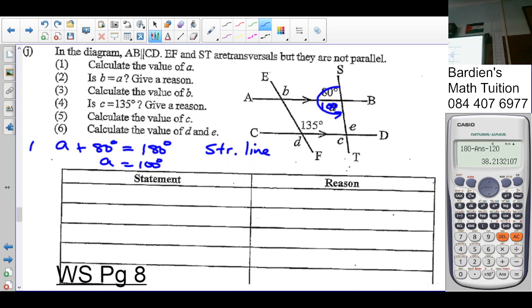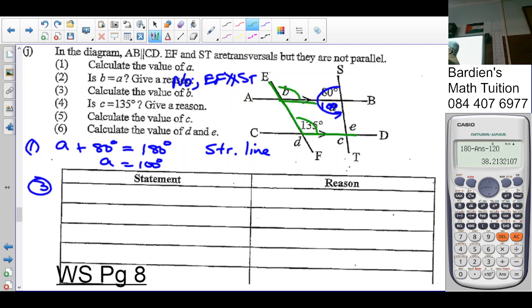Number 2. Is A equal to B? No. Why? EF is not parallel to ST. Number 3. Calculate the value of B. What is B equal to? 135. Why? Can you see the corresponding angle?